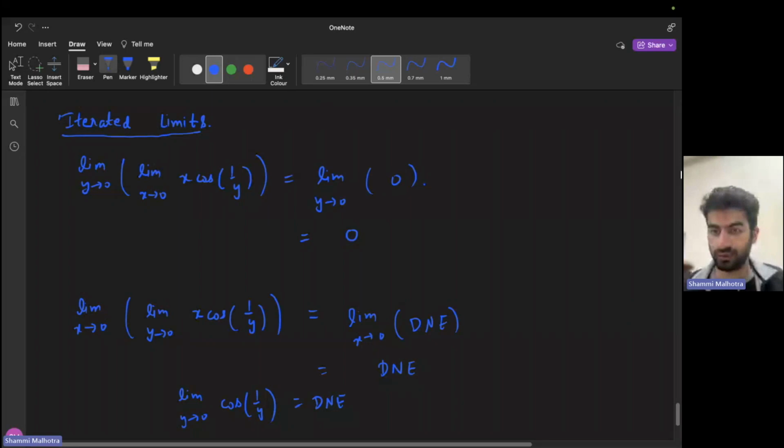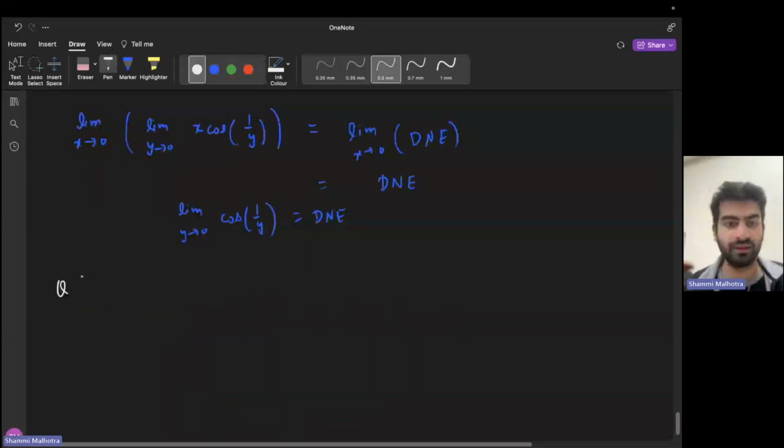Okay, so let's start with question number 5. Question number 6. So I will consider one function. My function is another two variable function.